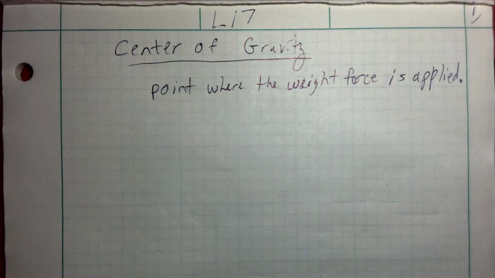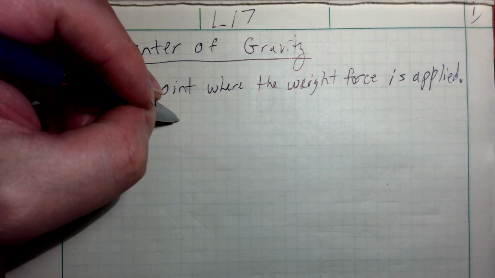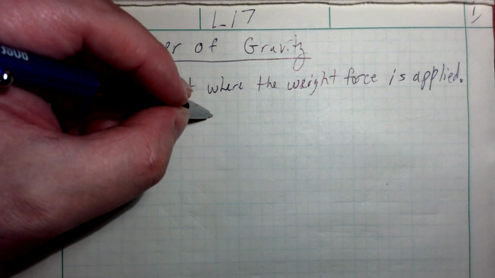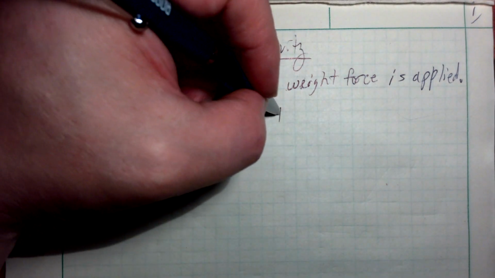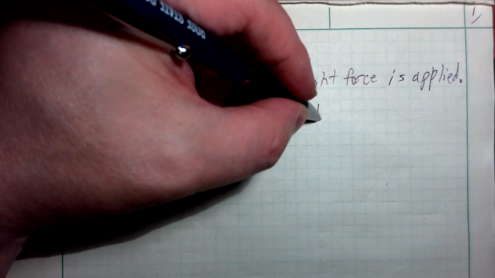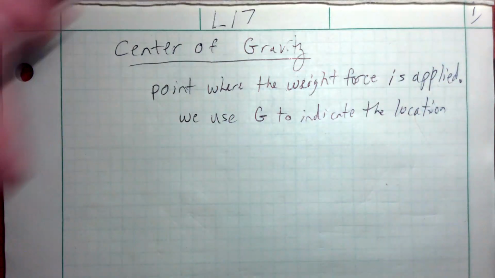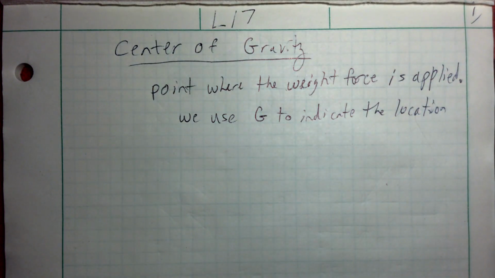The point where the weight force is applied, that's going to be the center of gravity. In this text, we use capital G to indicate the location. Now, if we have what we call a uniform object, the center of gravity is just going to be located at the center of the object.